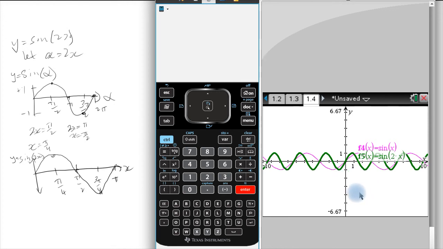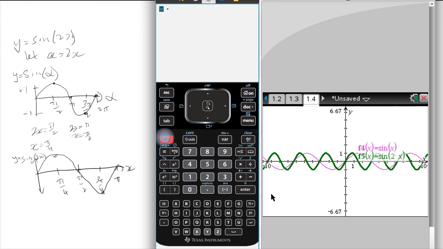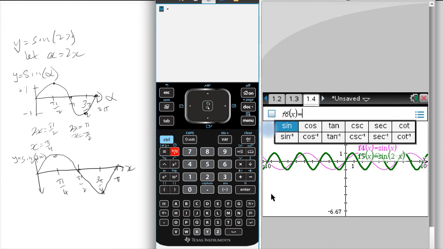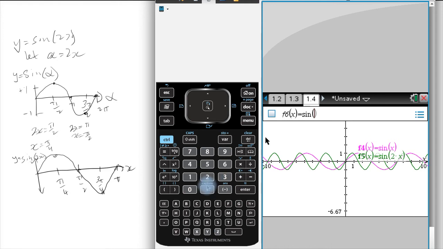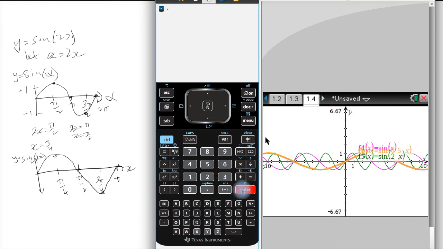Now imagine, because that's sine of 2x, if we instead had sine of half x. So let's try sine of, let's just make it 0.5 for half x. There we go. So now the period is twice as long in yellow. So what we're doing here is we're either squashing or stretching our graph.